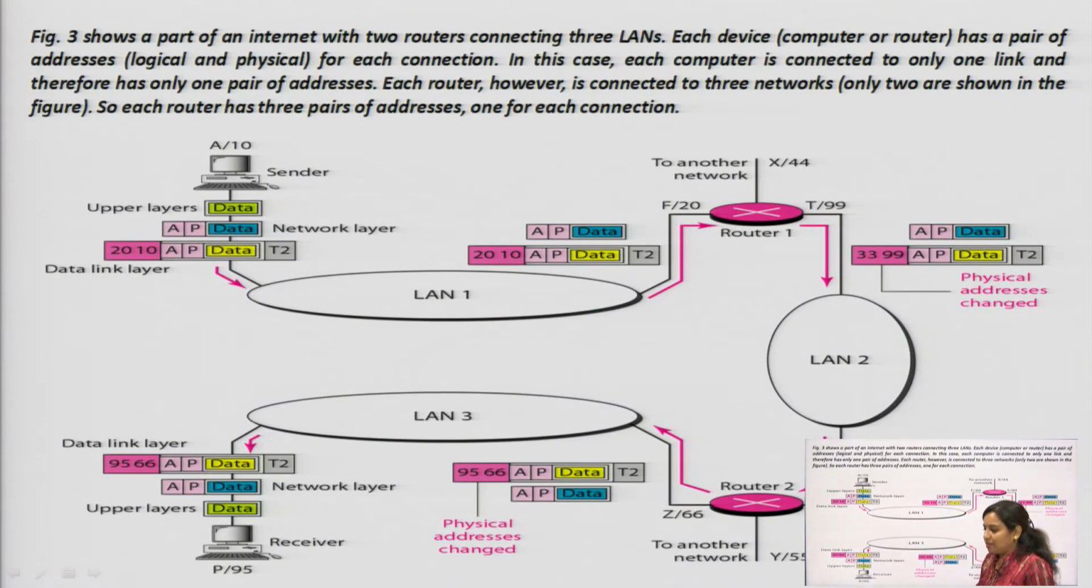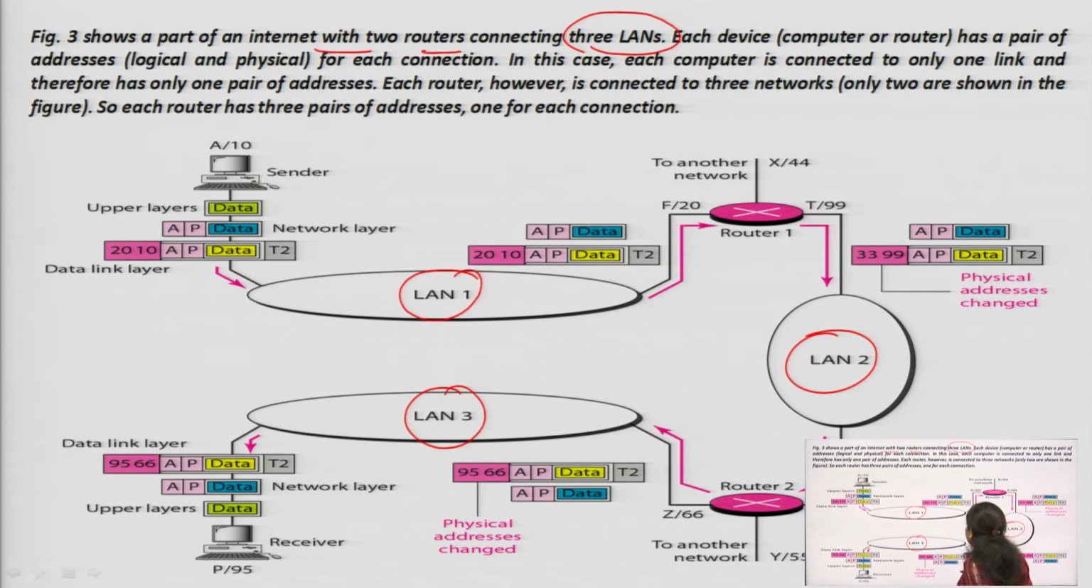Now, this is another example. Figure 3 shows a part of the internet with 2 routers connecting 3 LANs. This is a complicated example. Basically, there are 3 LANs which are connected: this is the first LAN, this is the third LAN, this is the second LAN. These LANs are connected through routers, router 1 and router 2. Each device has a pair of addresses, that is, a logical address and a physical address.